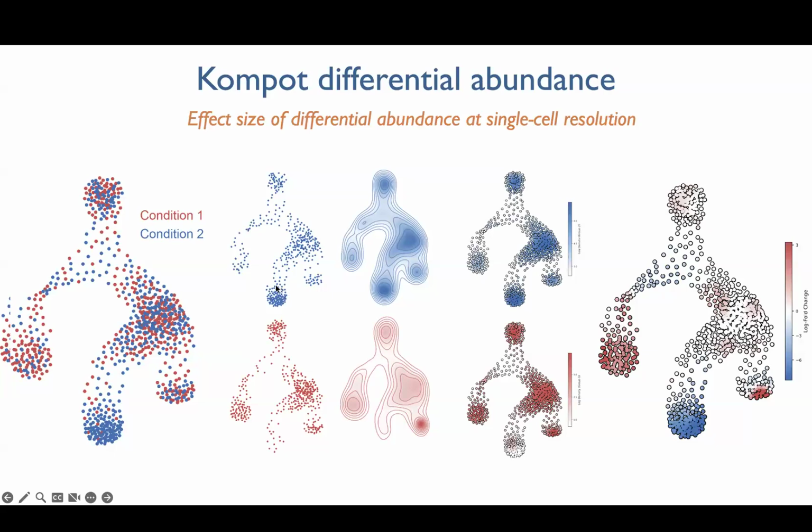Okay, so here you see largely cells from the blue condition, and here largely cells from the red condition. By computing this fold change, this shows there's higher abundance of cells from the red condition here, whereas higher abundance of cells from the blue condition here. So that's the idea. Okay, any quick questions? This is just, of course, effect size, but yeah.